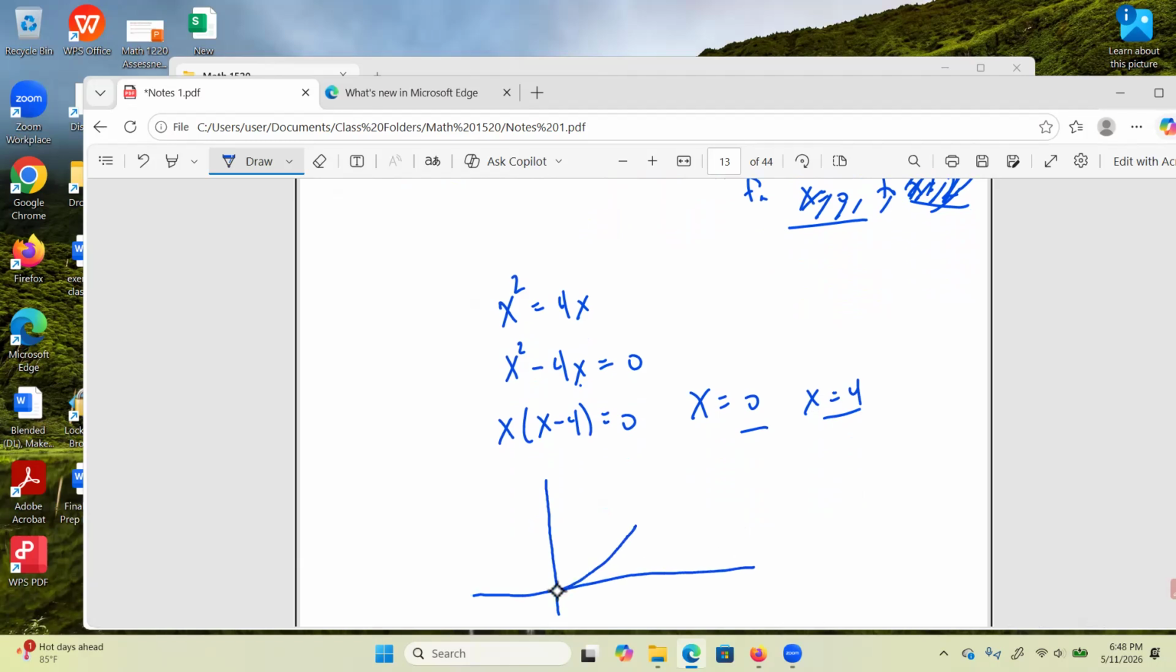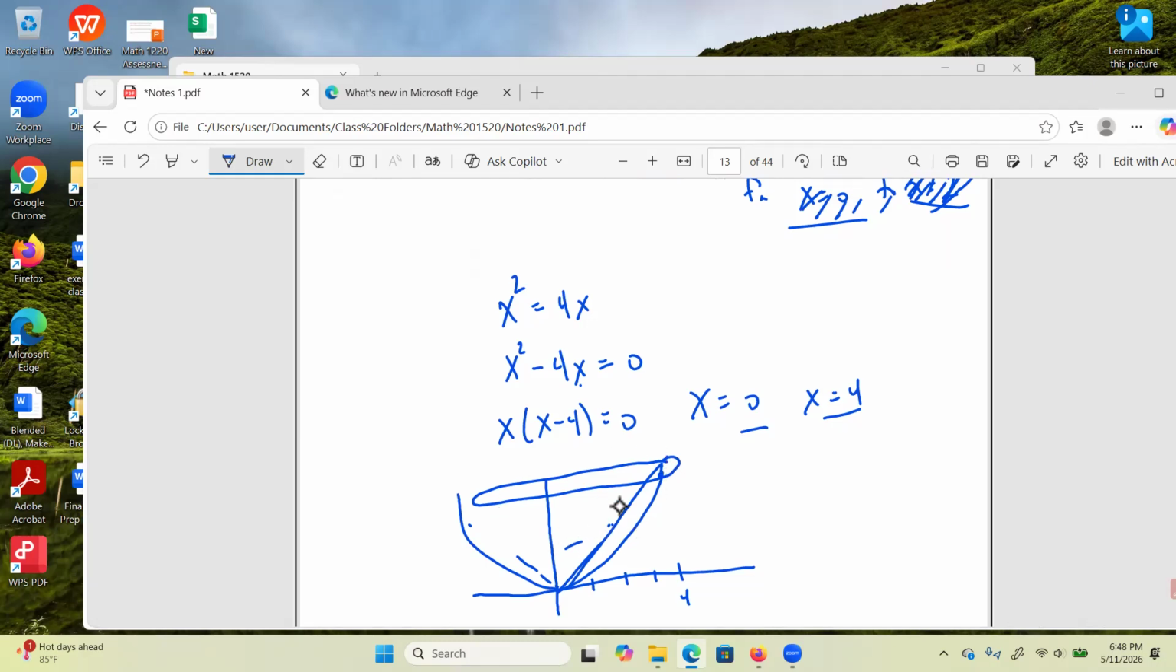Okay, and I know that x squared is going to look something like this. 1, 2, 3, 4. Okay, and then we have 4x, which is just going to be a straight line. So what's going to happen is we're looking at this huge bowl here, with this little ice cream cone piece sucked out of it.